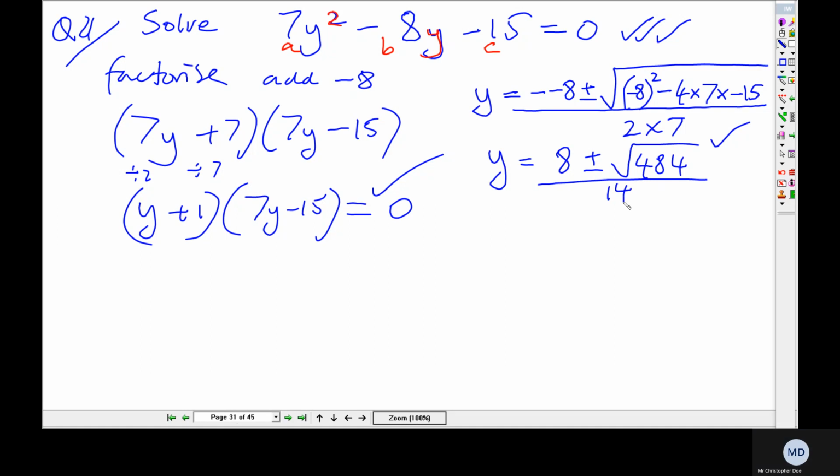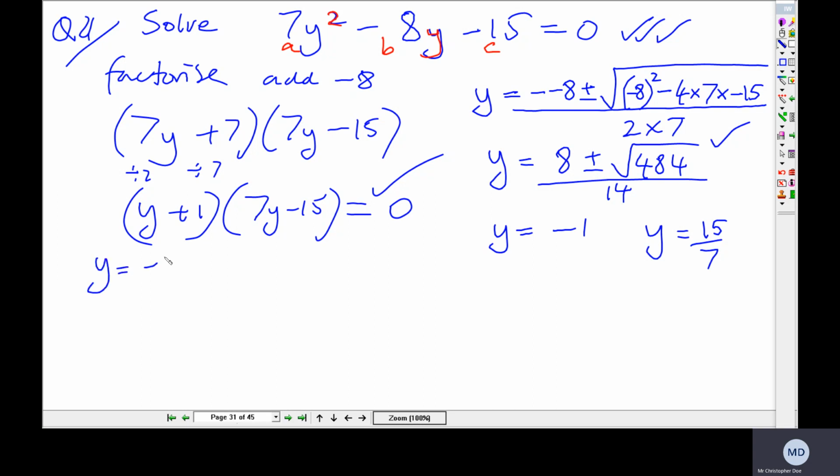Now, doing it this way, if you type it into your calculator, of your 2 answers, one will be -1, the other answer is tricky. It's 15/7. It's a fraction. However, that is not enough for the 5 marks. You can get it over here as well.